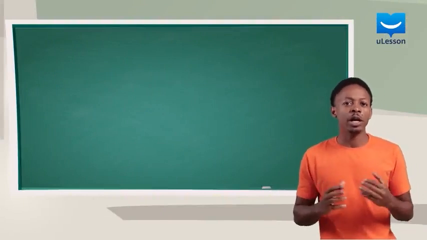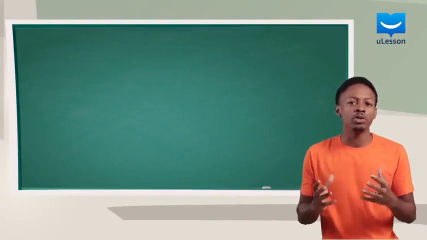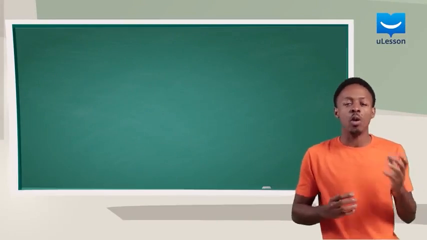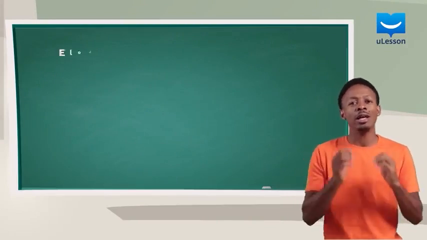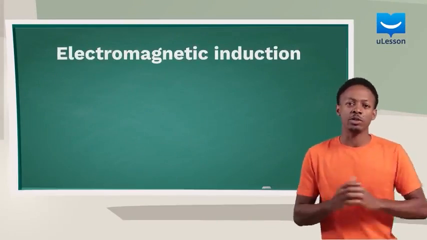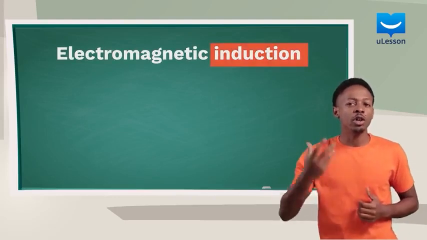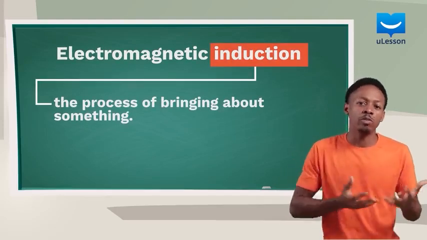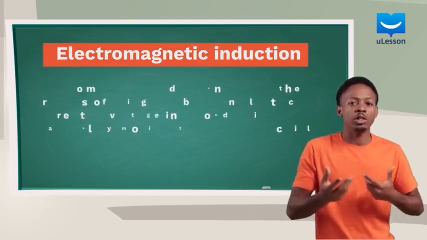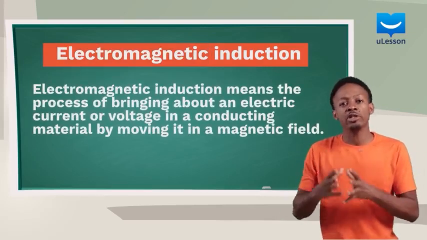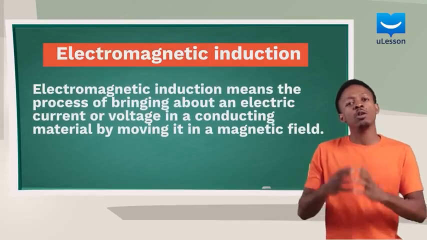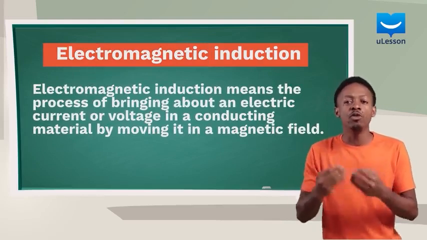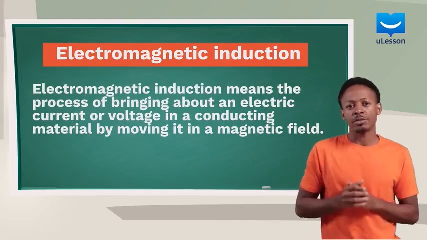The principle behind using a magnetic field to create an electric current in a wire or coil is called electromagnetic induction. The word induction refers to the process of bringing about something. So, electromagnetic induction means the process of bringing about an electric current or voltage in a conducting material by moving it in a magnetic field.